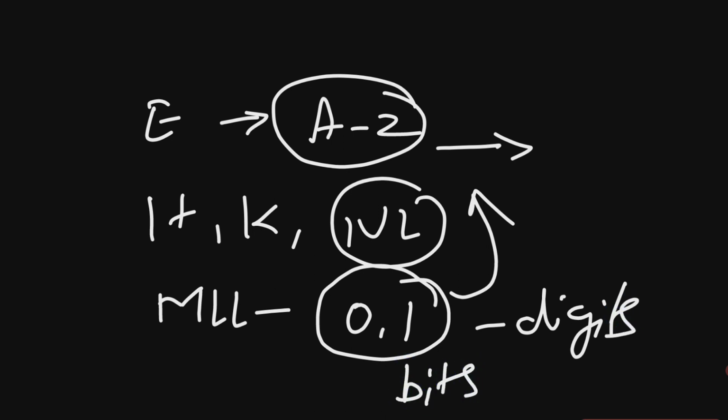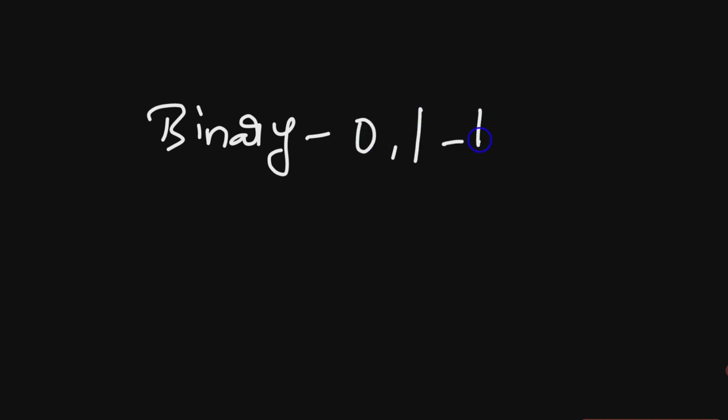Machine level language or binary language has only two digits, that is 0 and 1. These are called bits. Whatever we write in machine level language has to be written only in zeros and ones. Let's understand how it is.